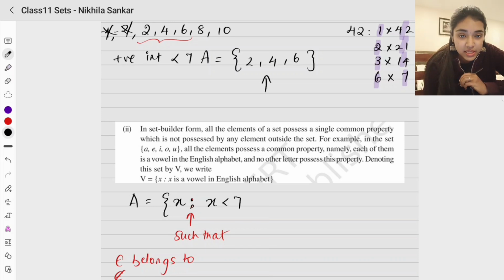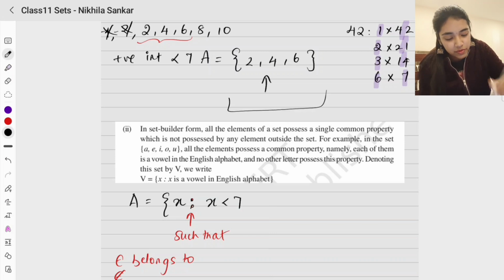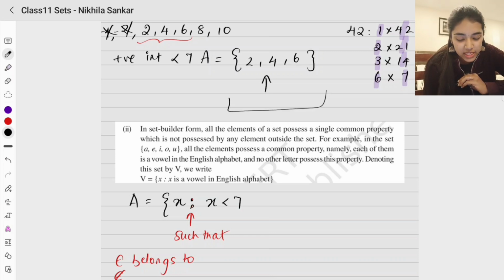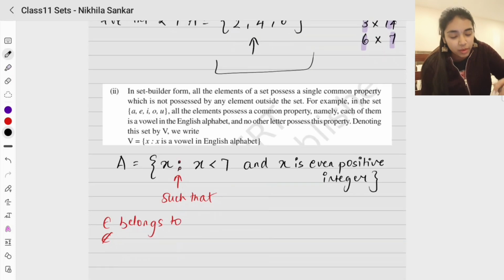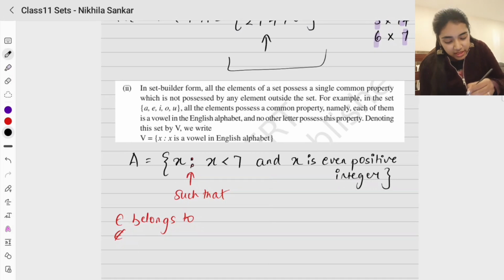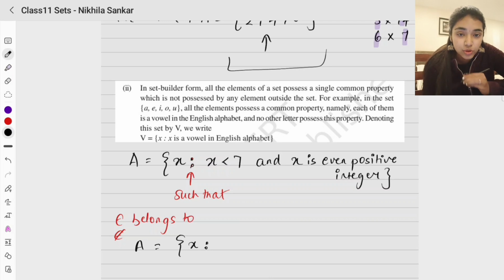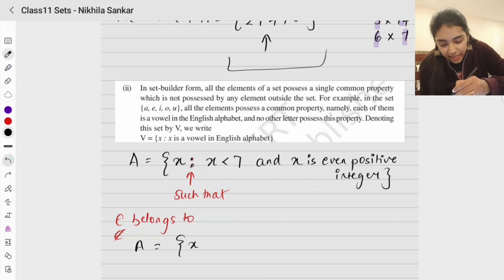x na enna, the elements that are inside the curly brackets. நம்ம எது பார்த்துட்டு இருக்கோம், we are looking at 2 4 6. So 2 4 6 na 2ங்கிறது ஒரு x, 4ன்றது ஒரு x, 6 is also an x. So x such that x is less than 7 and x is even positive integer. Okay, இதை நம்ம எப்படி வேணாலும் நமக்கு எப்படி கம்ஃபர்டபுளாக இருக்கோ அப்படி எழுதலாம். You can also write this as A equal to set of all x such that, நான் எழுதும் போதே சொல்லிட்டே எழுதுறேன் பாருங்க.